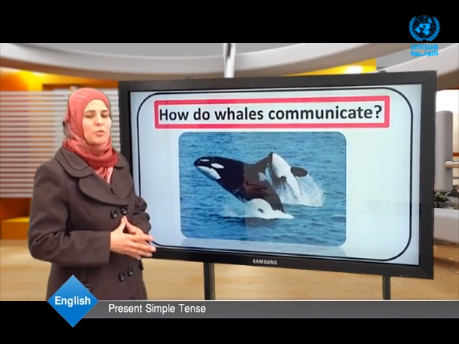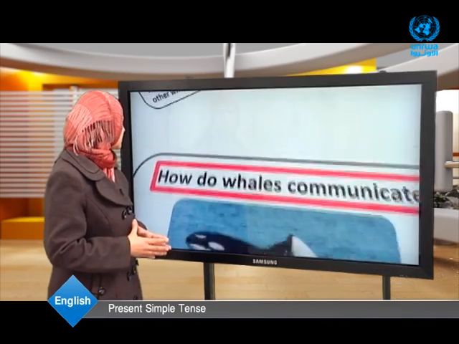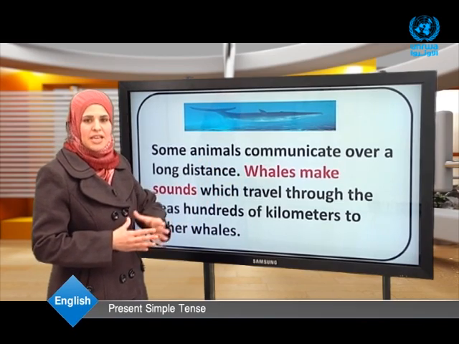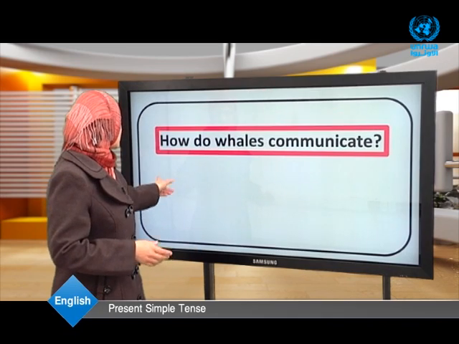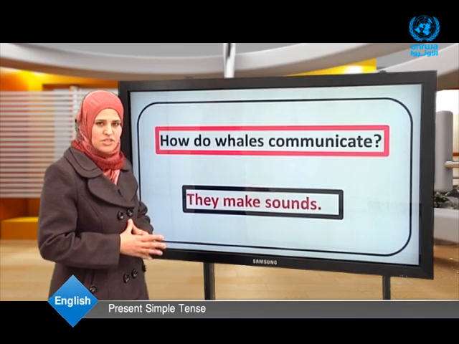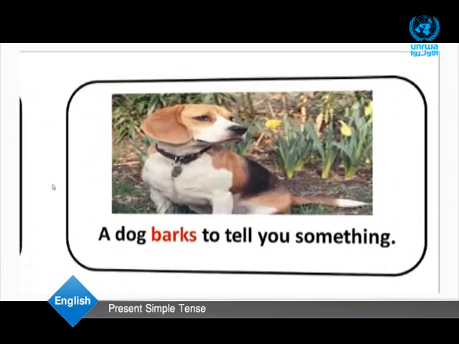How do whales communicate? Look here in the text. Whales make sounds. So the answer to our question is whales make sounds, or we can say they make sounds. Now, dear students, let's have a look at these examples.